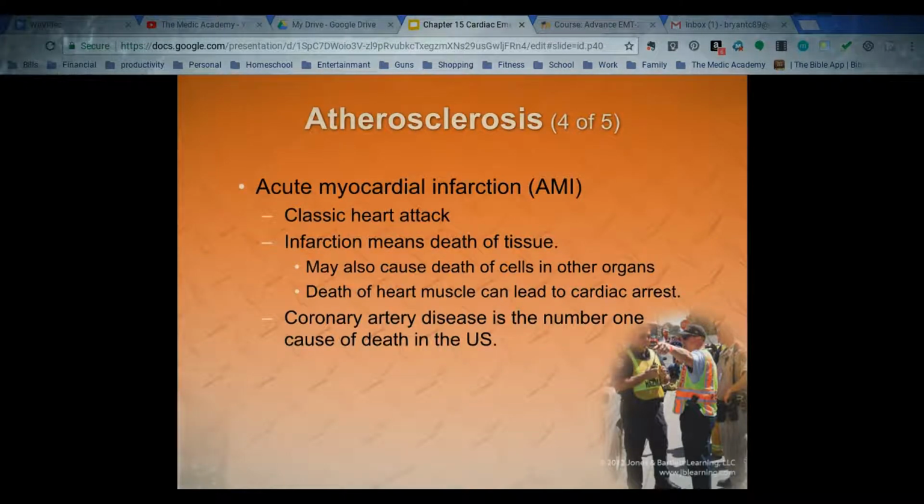And with acute myocardial infarction, which is when that tissue starts to die, becomes dead, we can see things such as chest pain and a whole list of symptoms, which we'll soon go over. But we can also see cardiac arrest, and a lot of times cardiac arrests are due to an acute myocardial infarction, or AMI. And coronary artery disease in itself is the number one cause of death here in the United States.